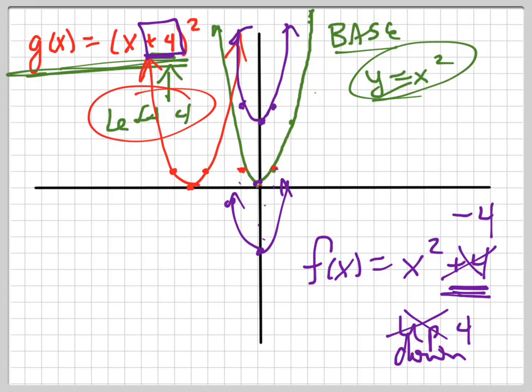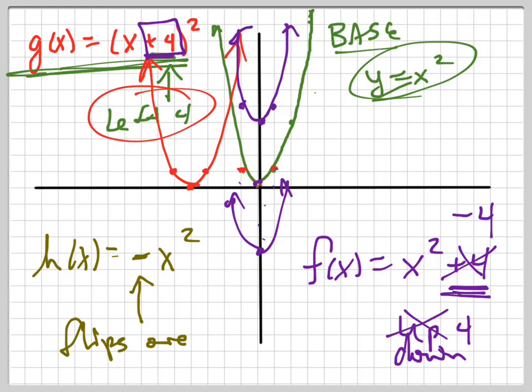Let's do another one. If I have h of x equals negative x squared, notice, is that negative on the outside, or is it on the inside? Outside, because it's not inside the parentheses. This is a totally different problem. So let me undo that. That problem flips it over the x-axis. So that graph is going to be like this. That green graph, I just flipped it over the x-axis.